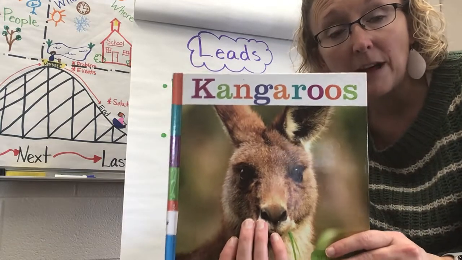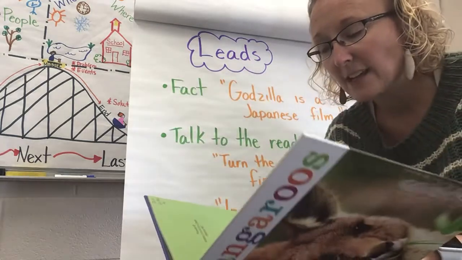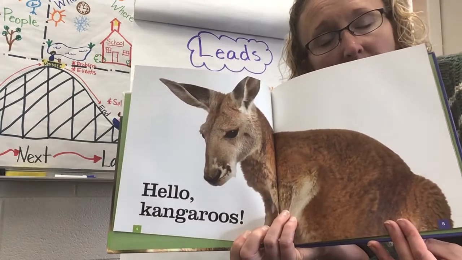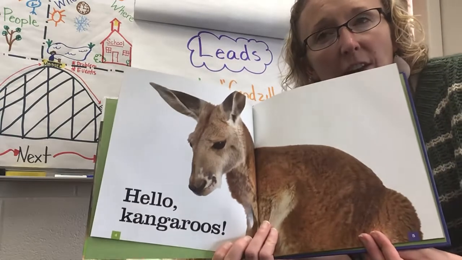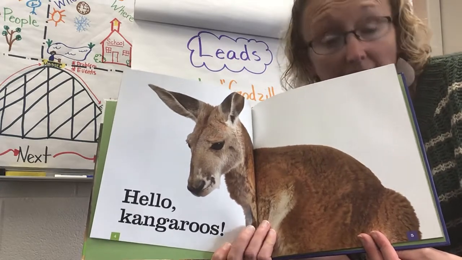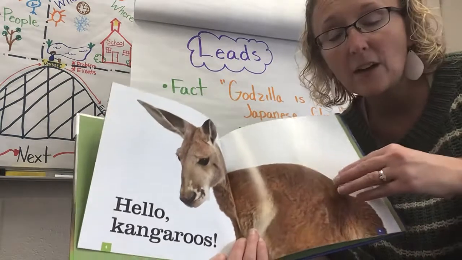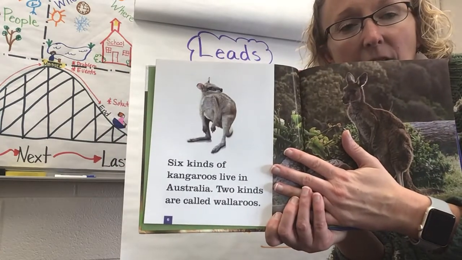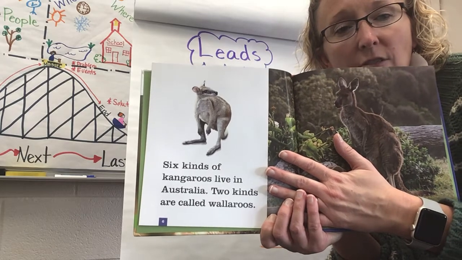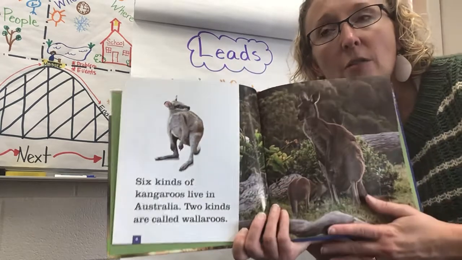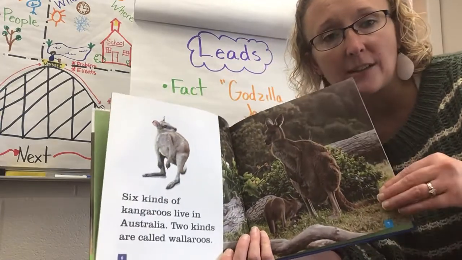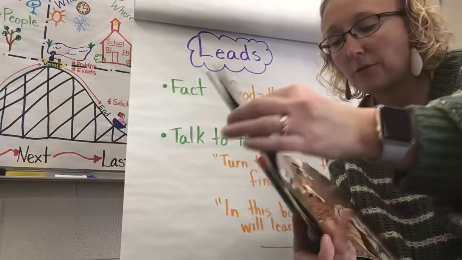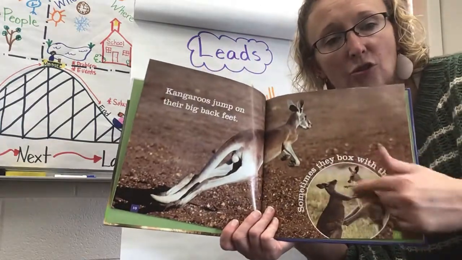This book is all about kangaroos, and so look at how basic they started their lead. They just said, hello kangaroos. So they're not talking to the reader, they're talking to the animal, okay? Because then they're going on, let's see how they organize the rest of the book. 6 kinds of kangaroos live in Australia. 2 kinds are called wallaroos. So they just dive straight into talking about the facts, don't they? They started by saying hello, and then they've got some facts throughout. They've got a nice little zoom image here.